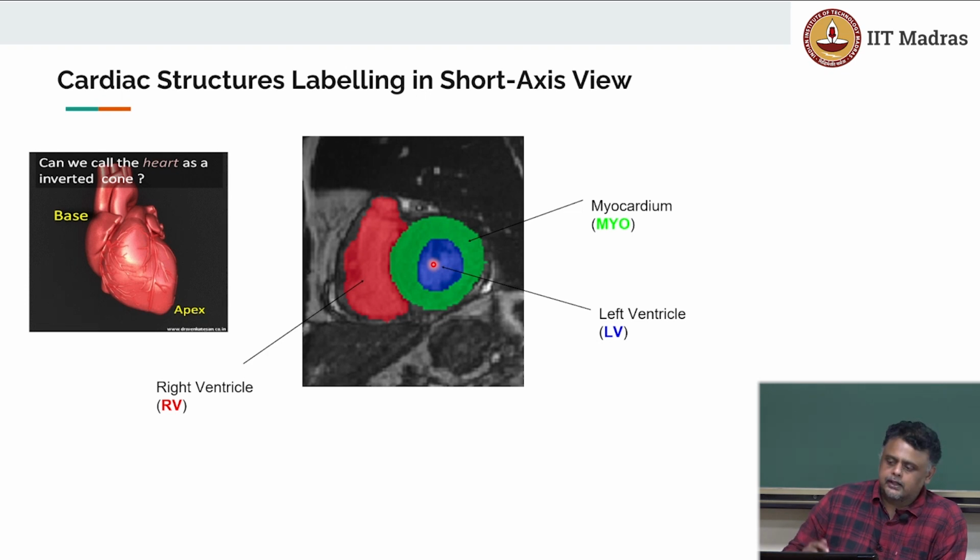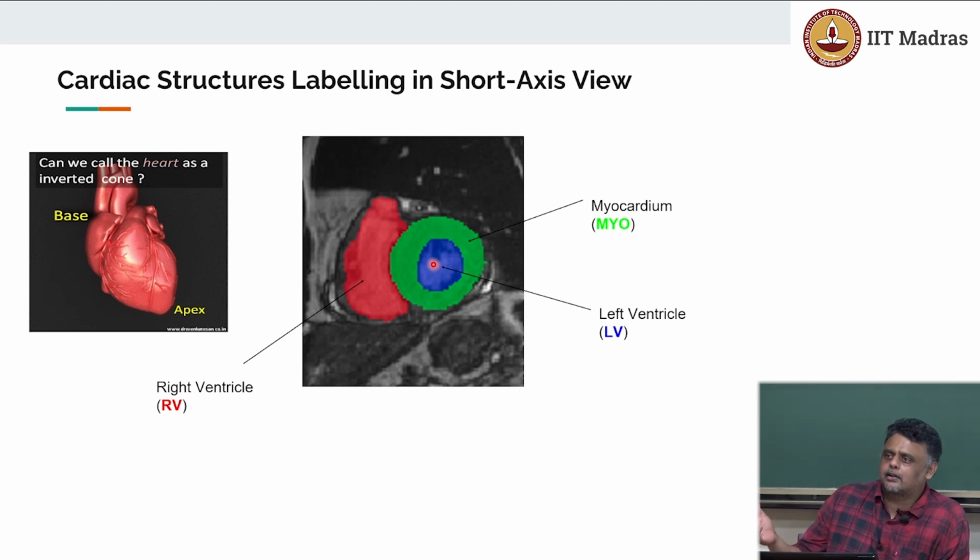The green area is called the myocardium. Myocardium is the heart muscle. So the heart is actually a muscle, and the muscle is what pumps it out. Think of it like a bag surrounded by muscle, and it just squeezes that bag and pumps it out. So the heart muscle and the right ventricle, these are very simplistic notions.